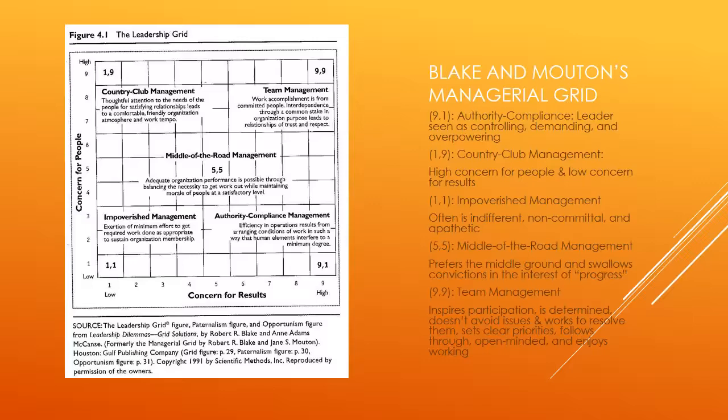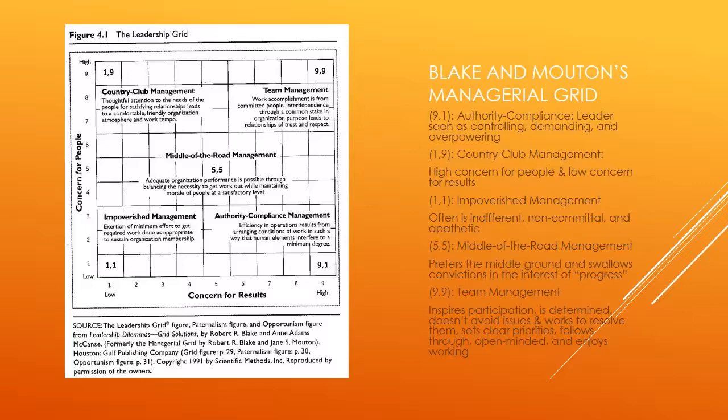Impoverished management often is indifferent, non-committal, and apathetic, and that one has low concern for results and low concern for people. Middle of the road management prefers the middle ground and swallows convictions in the interest of progress. That one's 5-5, so it's right in the middle for concern for people and concern for results. Team management is 9-9, so that one has high concern for people and high concern for results.